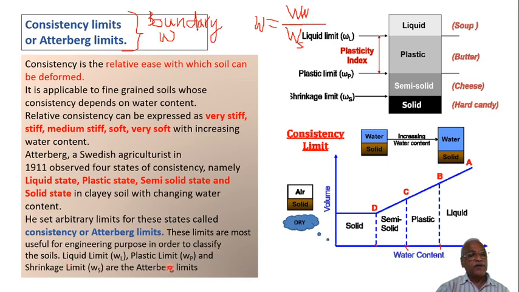Now, what are the Atterberg limits? They are liquid limit represented by W with the suffix L, plastic limit W with suffix P, and shrinkage limit, W with suffix S. W stands for water content, and then L liquid limit, P plastic limit, S shrinkage limit.